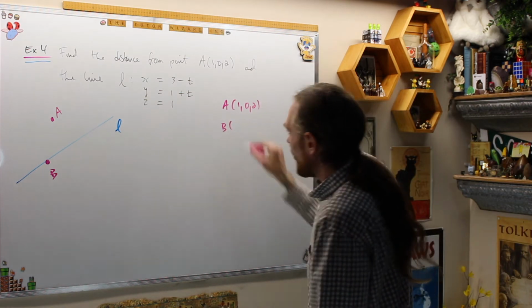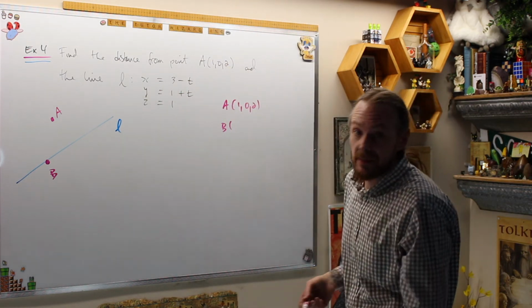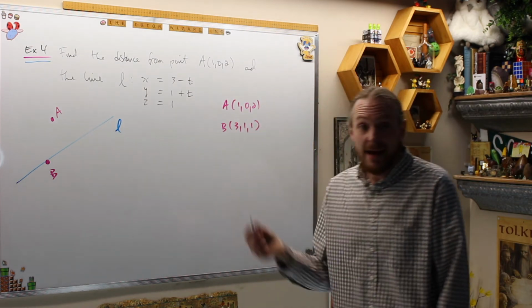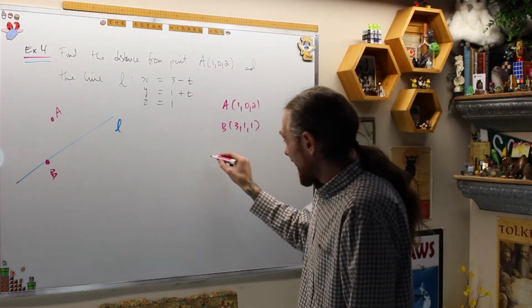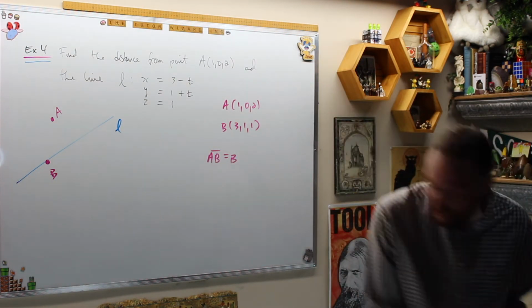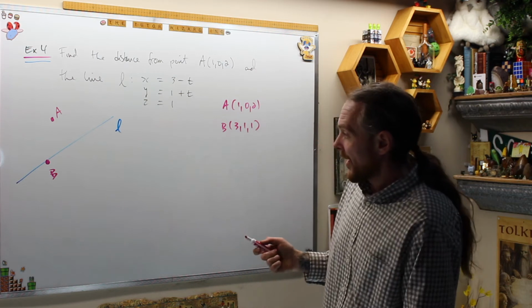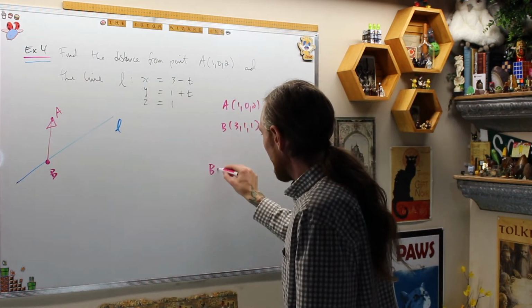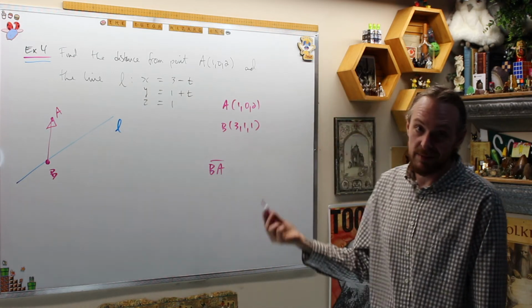Now, how do I find a point B? Set the parameter t equals 0. That will give you a point. So then that gives me (3, 1, 1). Now I have points A and B. I have to create the vector AB, which is A minus B. I just wrote it backwards. Did I draw that backwards the whole time? This guy is BA. So in my derivation, it was backwards the whole time.